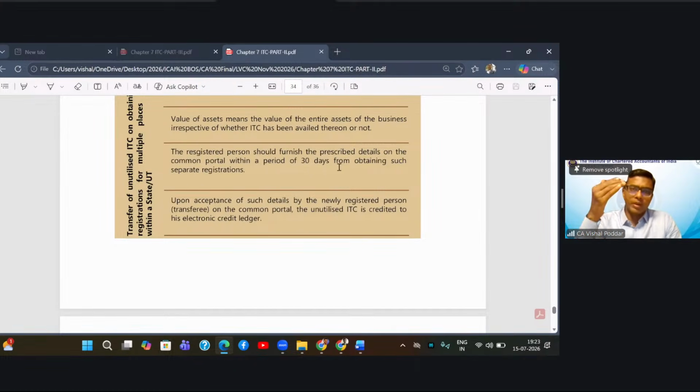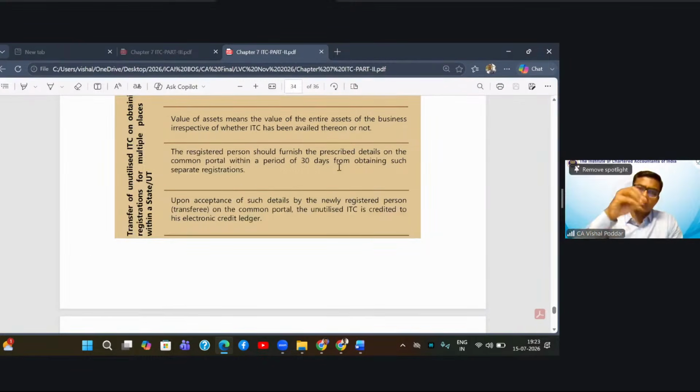So this point is common everywhere. So within 30 days of taking separate registration, on the common portal you have to intimate, you have to fill the specific form, and in that form, you have to mention these details and also show the ratio so that the proportionate amount is calculated.